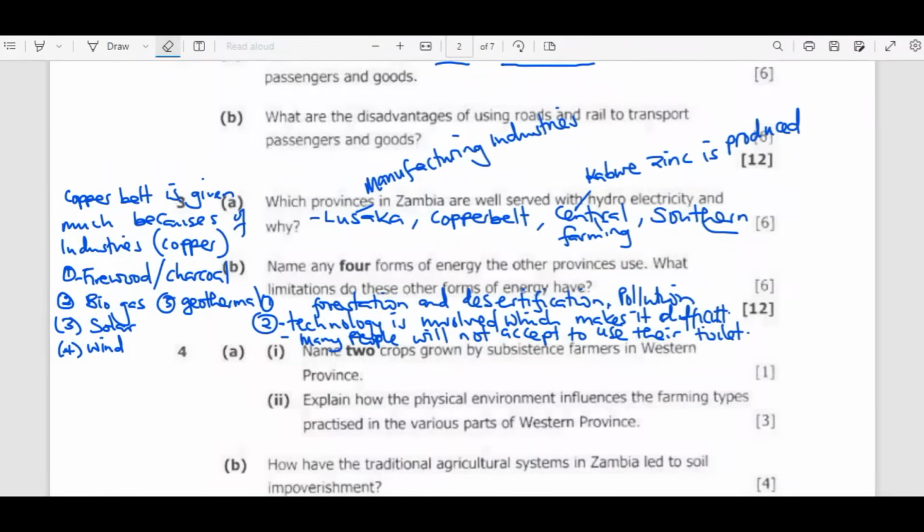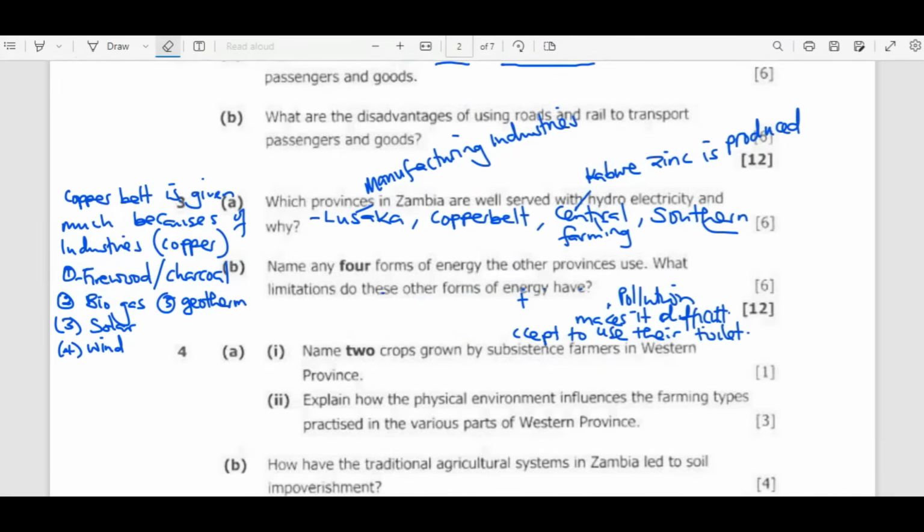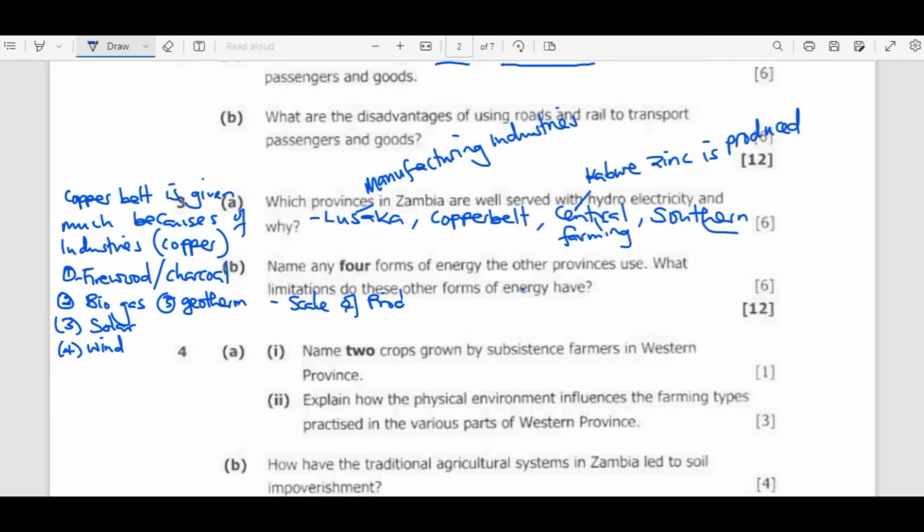So let us see. Okay, we create some space. Apart from that, the other one under biogas, we are saying that the scale of producing biogas is very low. So the scale of producing biogas is also low, meaning that is another limitation.